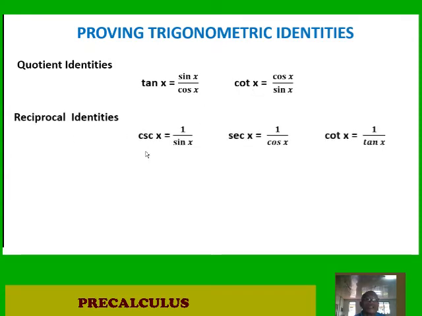Reciprocal identities. Cosecant x is equal to 1 over sine x. Secant is 1 over cosine. Cotangent is 1 over tangent.